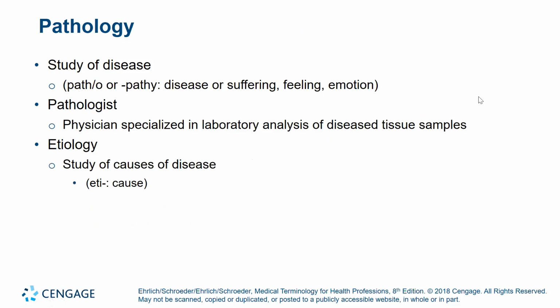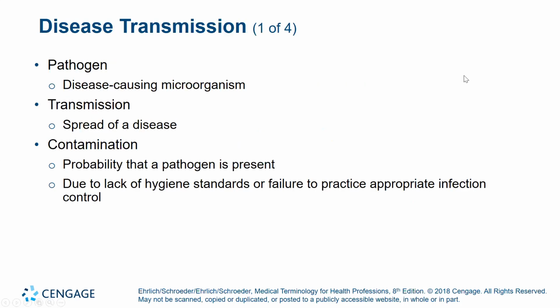Next, we have pathology, which is the study of disease. Patho or pathy is disease or suffering, feeling or emotion. We have pathologist, a physician specialized in laboratory analysis of disease tissue samples. And then we have etiology. ETI is cause, so this is the study of causes of disease, etiology.